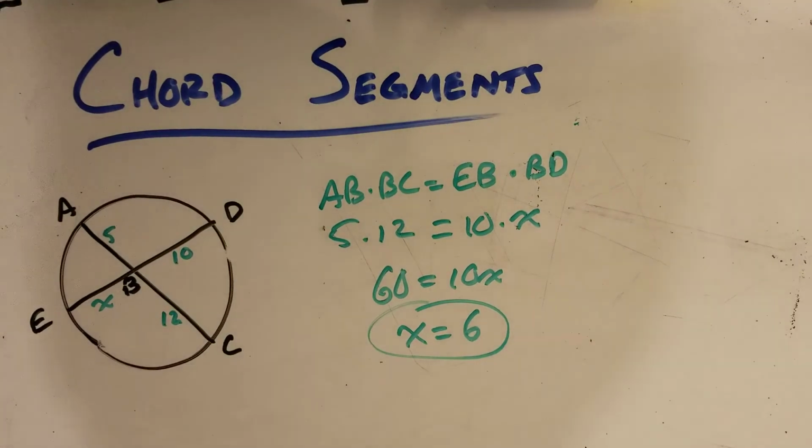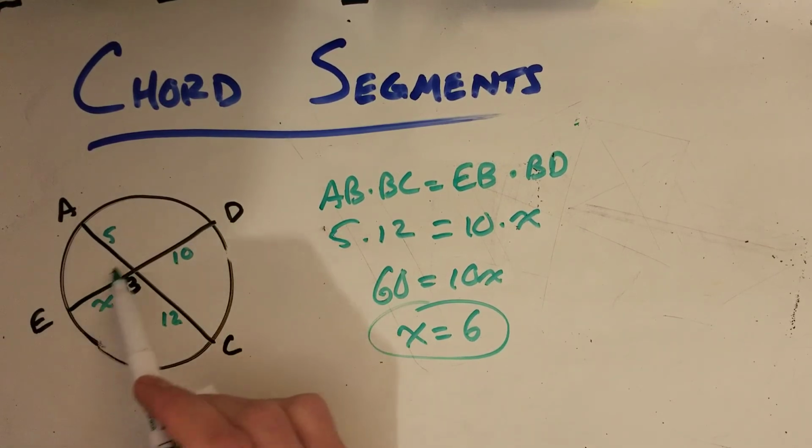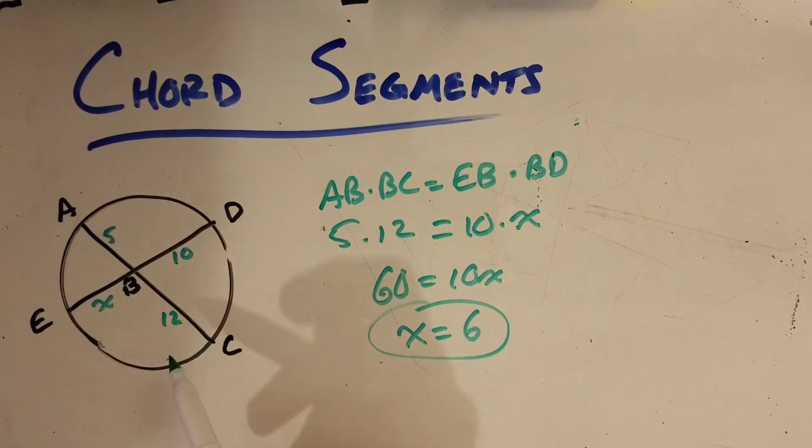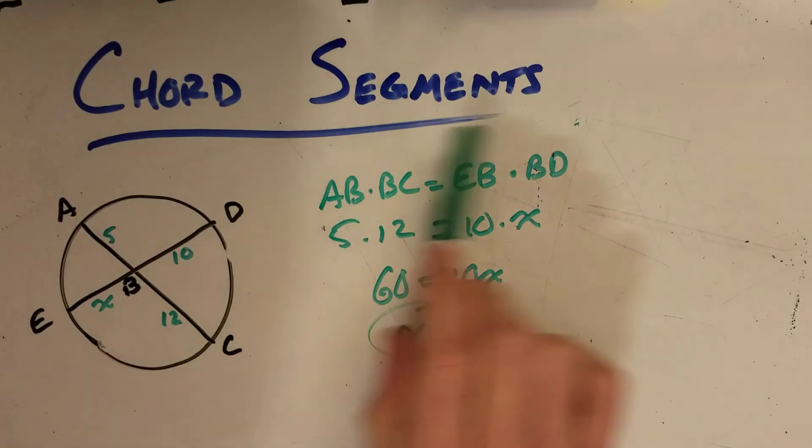And that's how we can use this. Notice in the end here, AC has a length of 17, ED would have a length of 16 in total. Again, like I said earlier, the chords don't have to be the same length, but the product of the chord segments will end up being the same. You can set up that nice little relationship that we have.